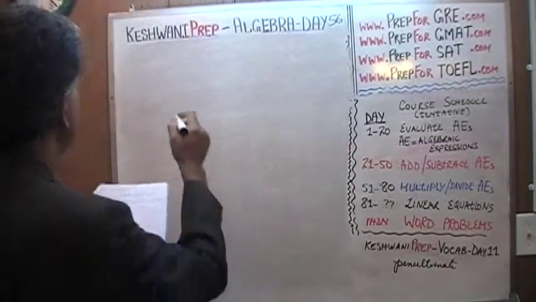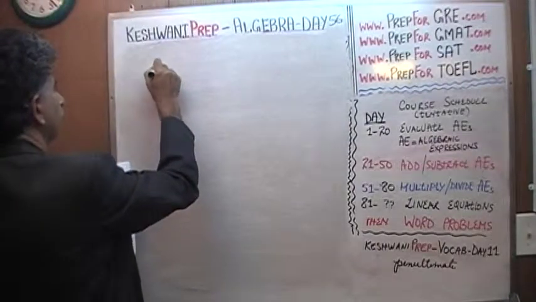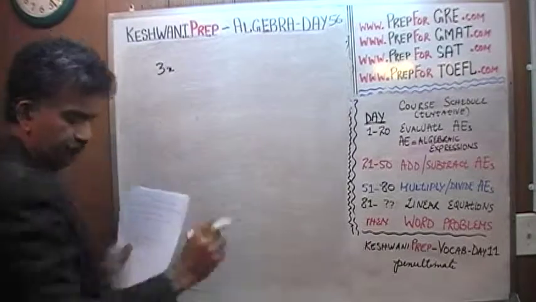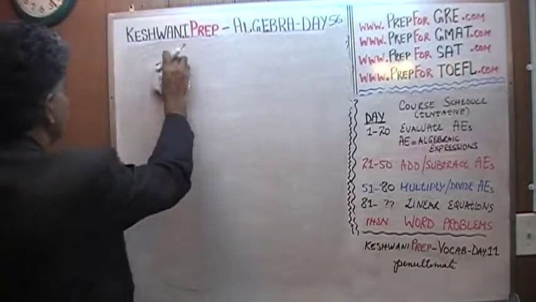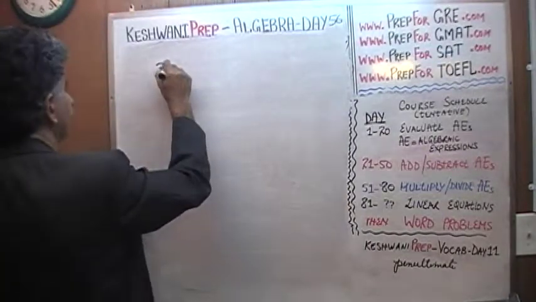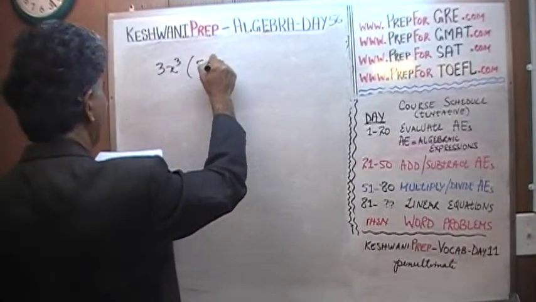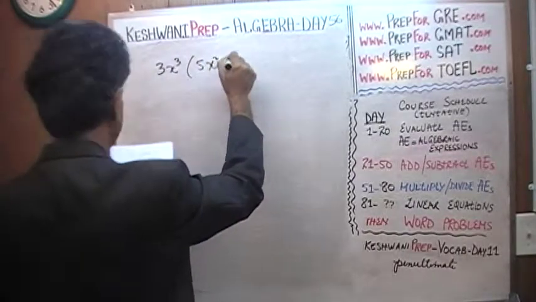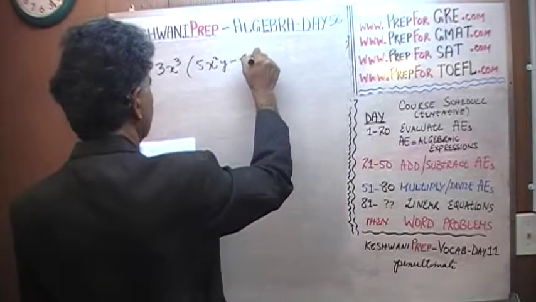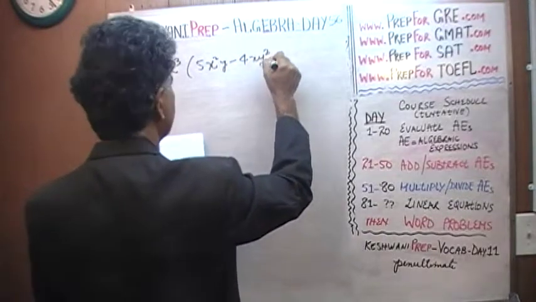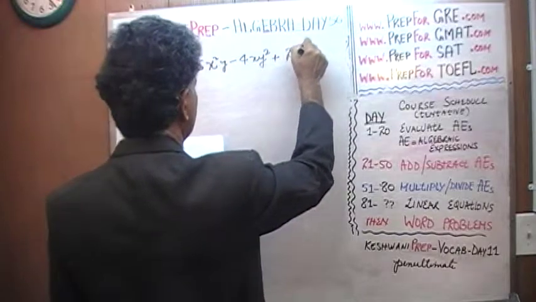So here's the first problem. We are asked to multiply 3x cubed by 5x squared y minus 4xy squared plus 2y cubed.